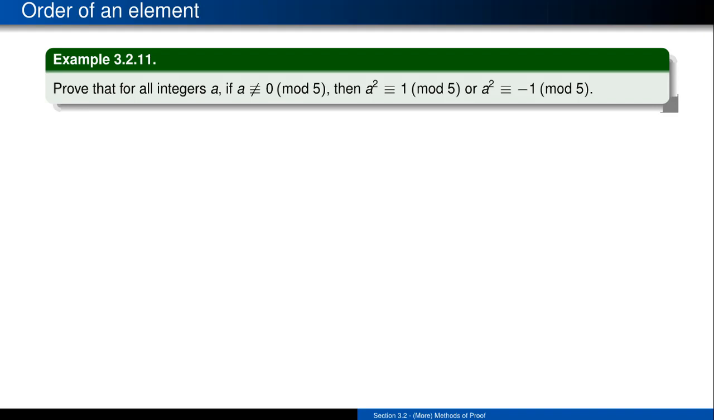On one hand, if you square this thing, it's going to kick out a 1 in the mod 5 world, and on the other side of the coin, a squared could potentially be negative 1 mod 5. There are a couple different ways you can go about this, but the easiest way is to attack it directly and think about all of the different cases. I know right now that a cannot be 0 mod 5.